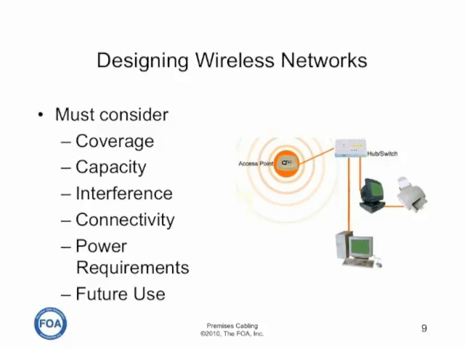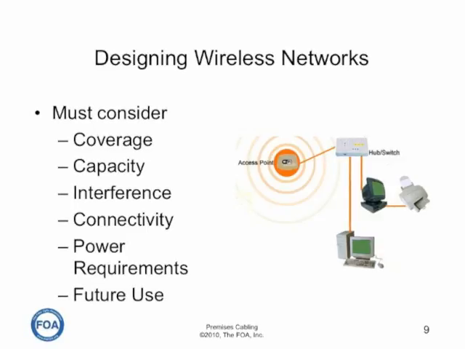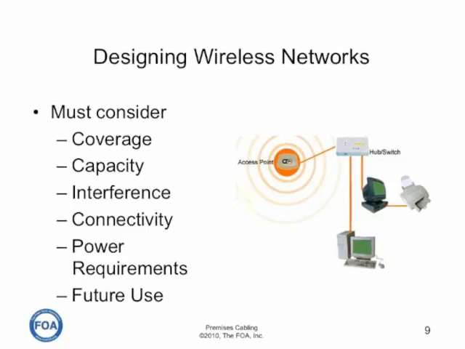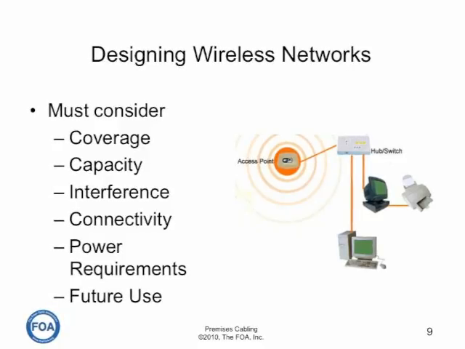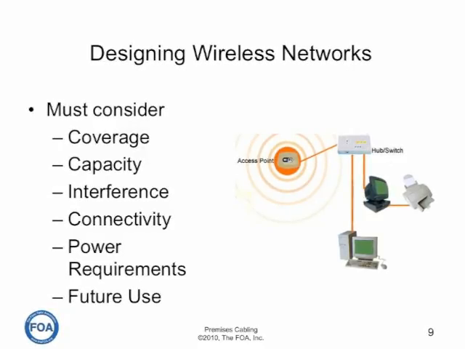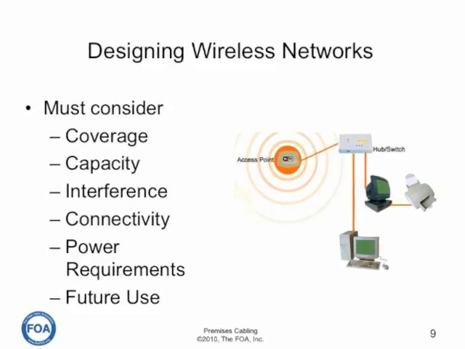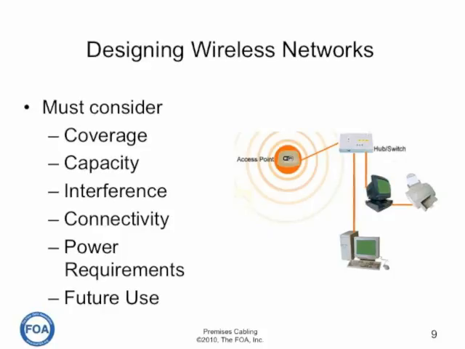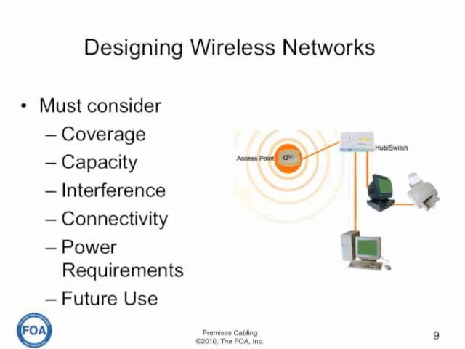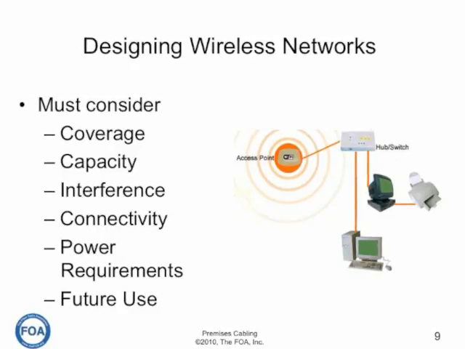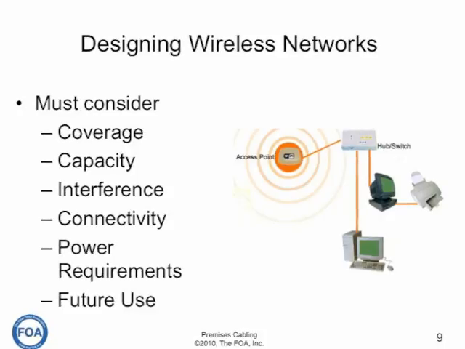When designing a wireless network, there are a lot of factors to consider. For example, the coverage, how much area may be covered by wireless, and how many access points will be required. How many users will be using the capacity of a single access point? Are there any sources of interference? How will the access point be connected into the cabling system, and how will power be supplied to it? And are there any future use issues that may be considered?